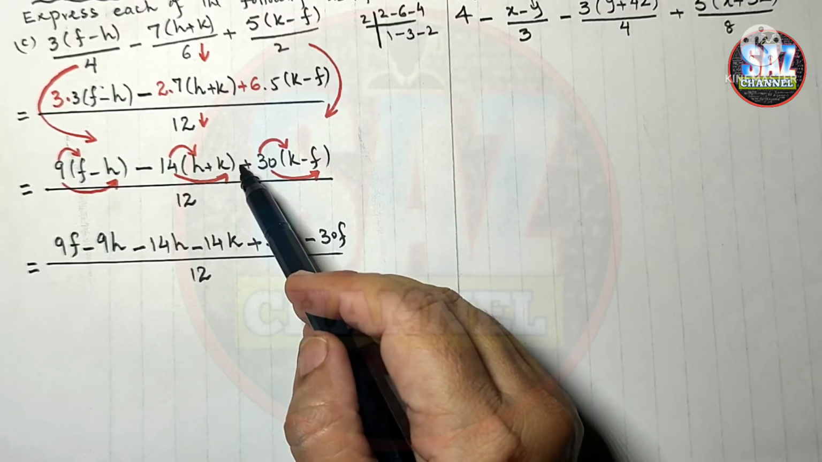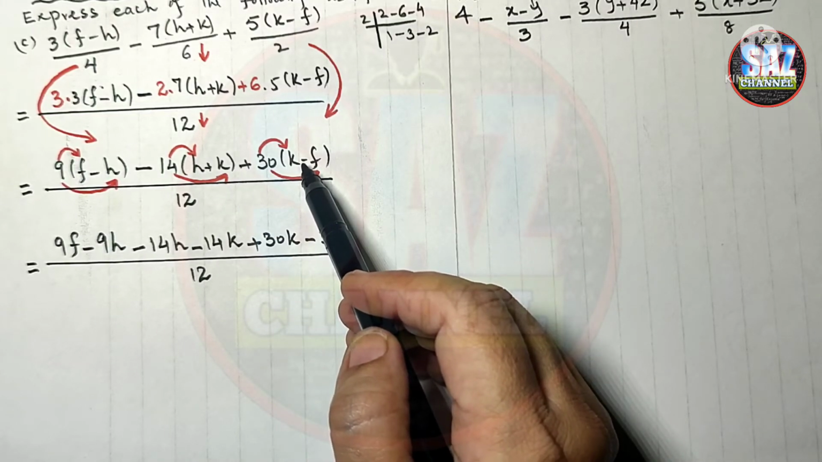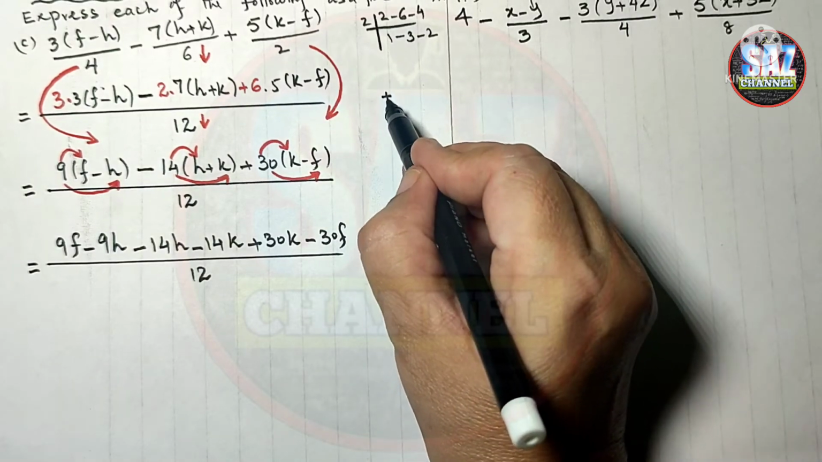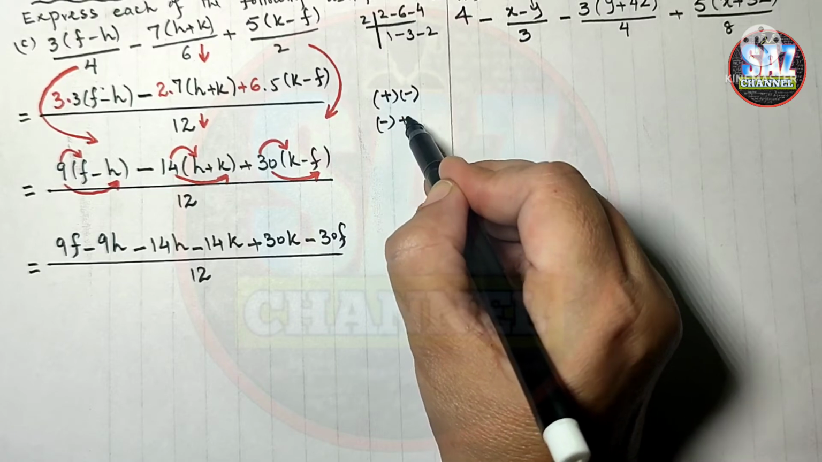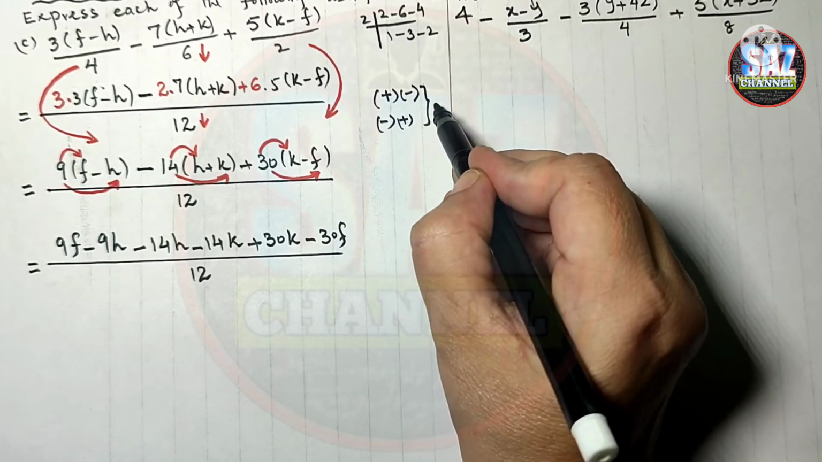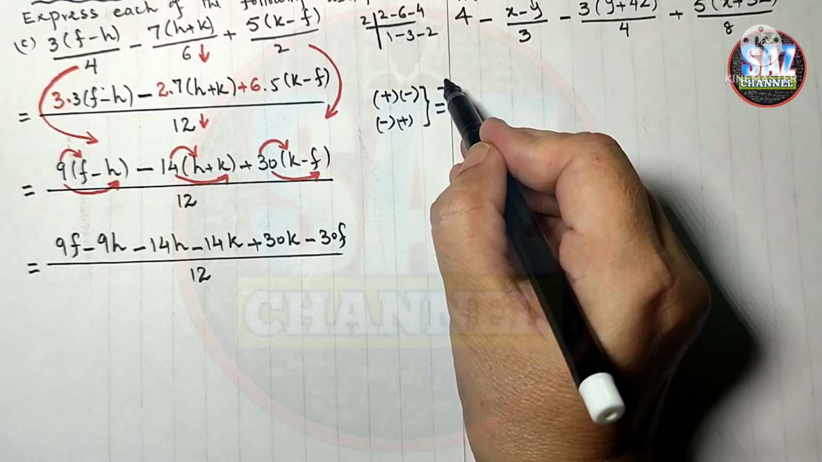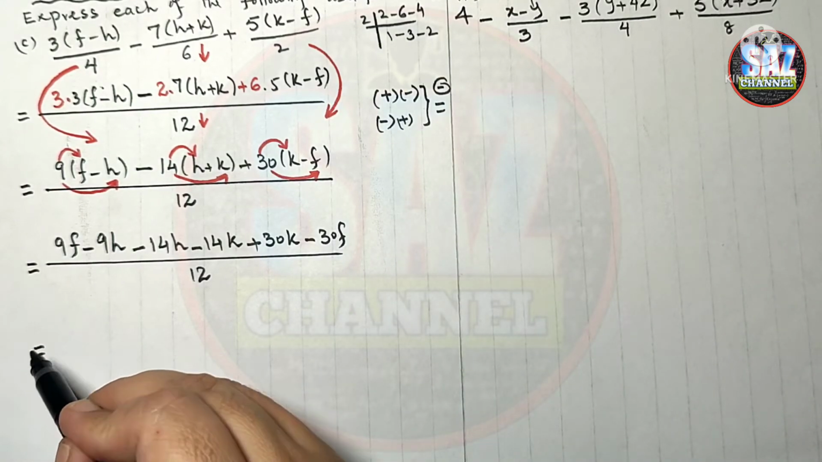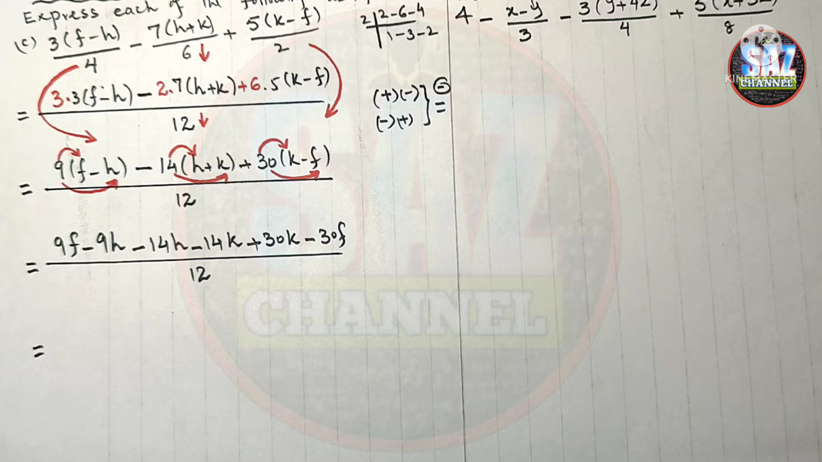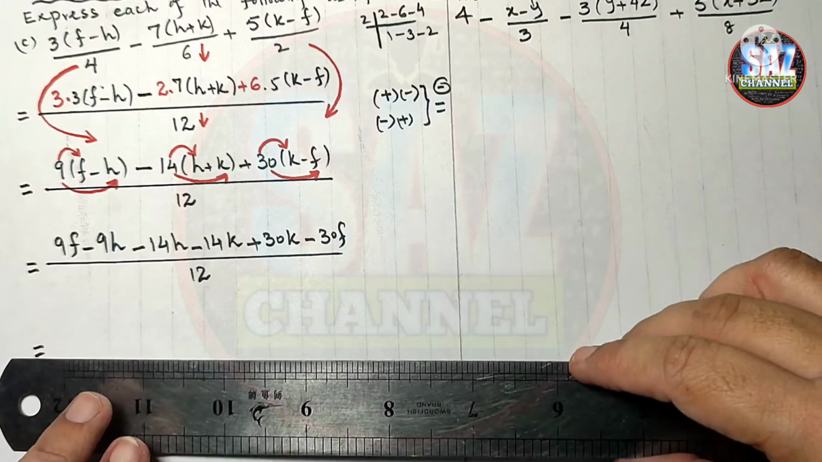Here we have the positive sign, and when we are multiplying it with the negative sign, positive sign multiplied by negative sign, or negative sign multiplied by positive sign, recall the product will be negative. Okay. Now, we have applied the distributive property.